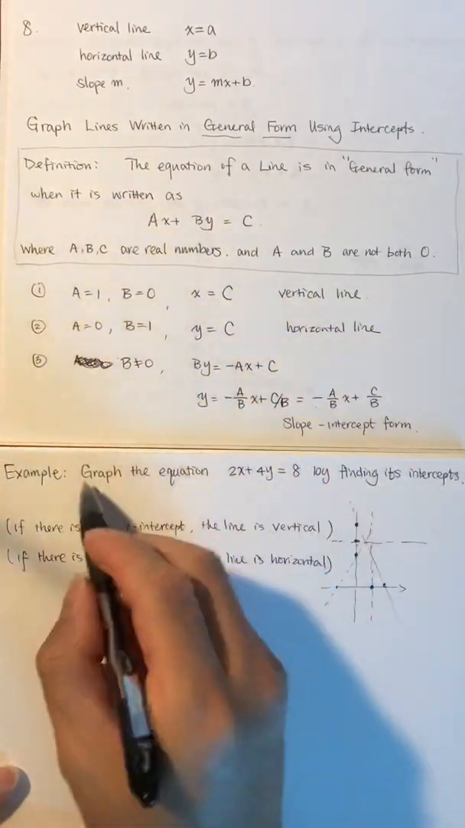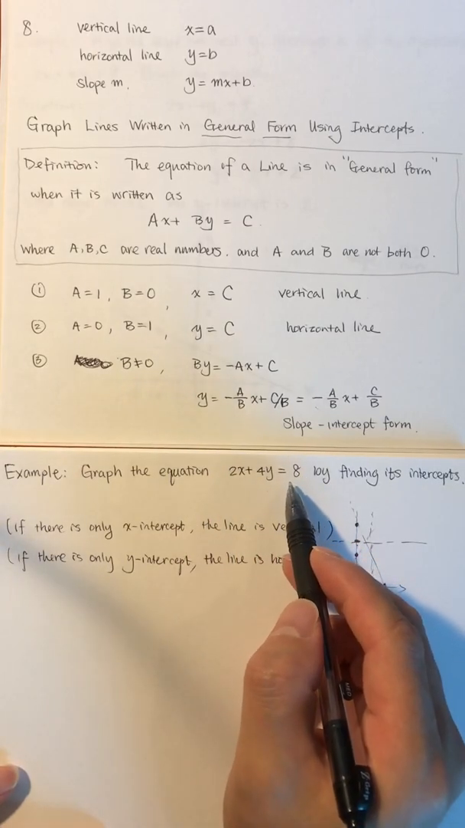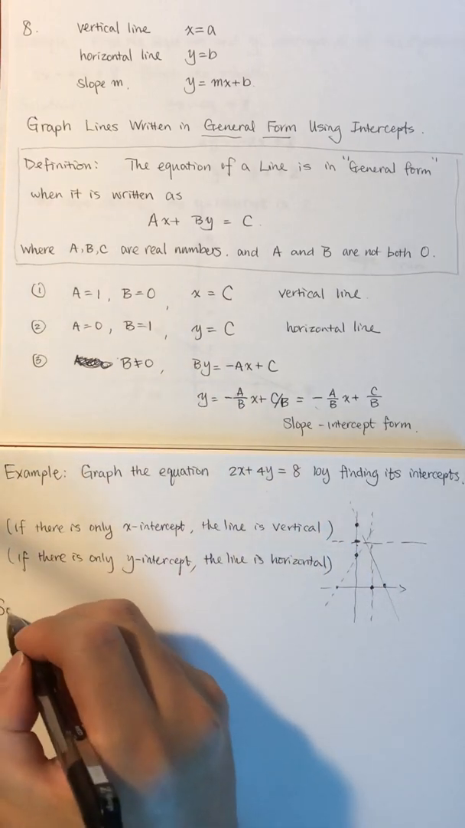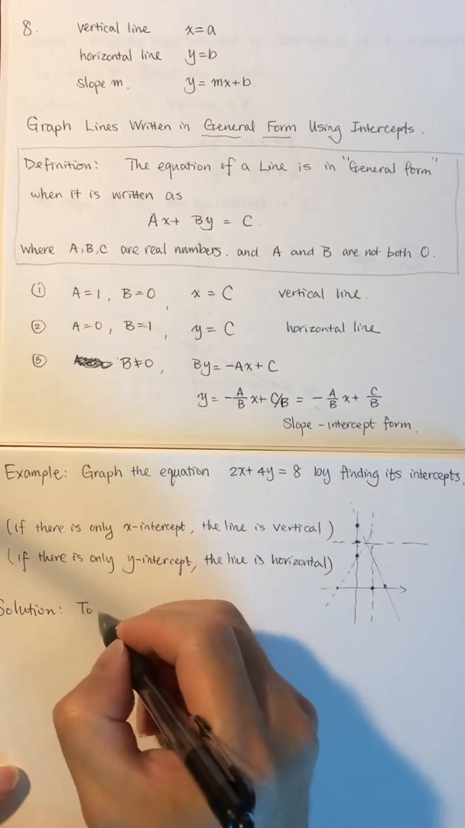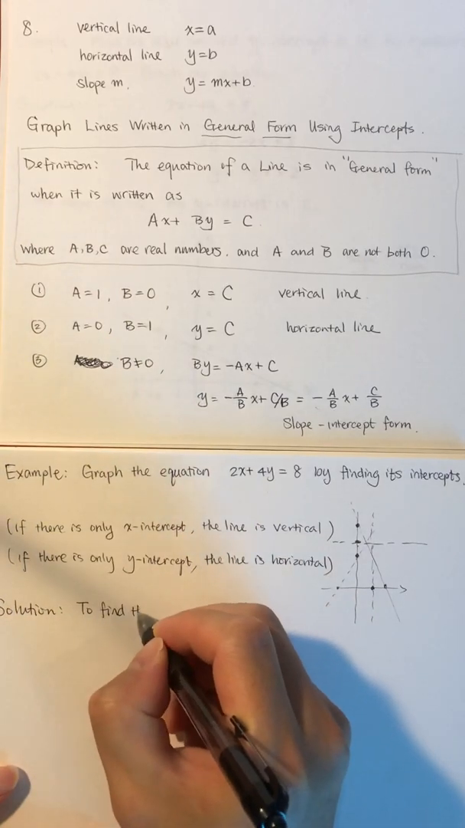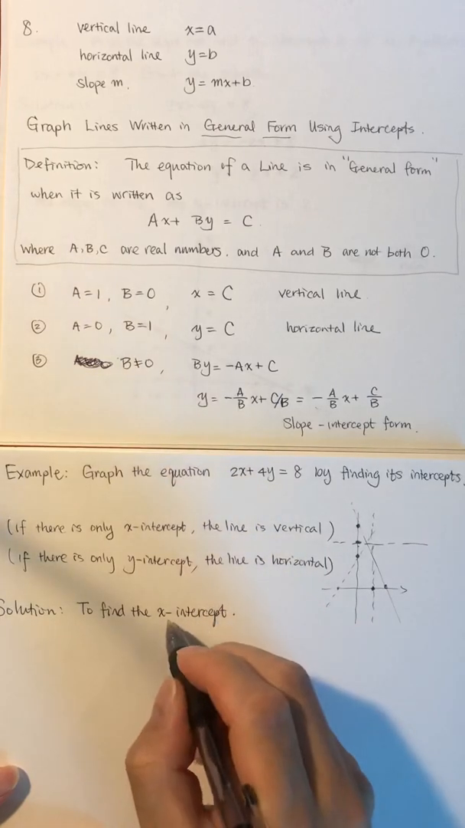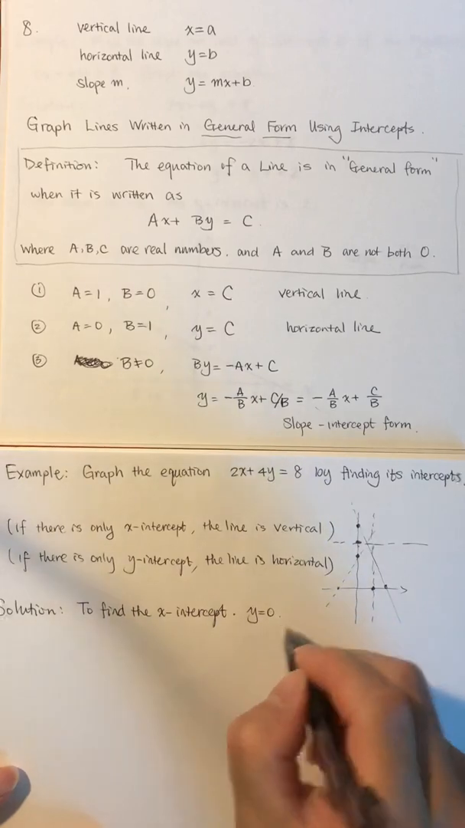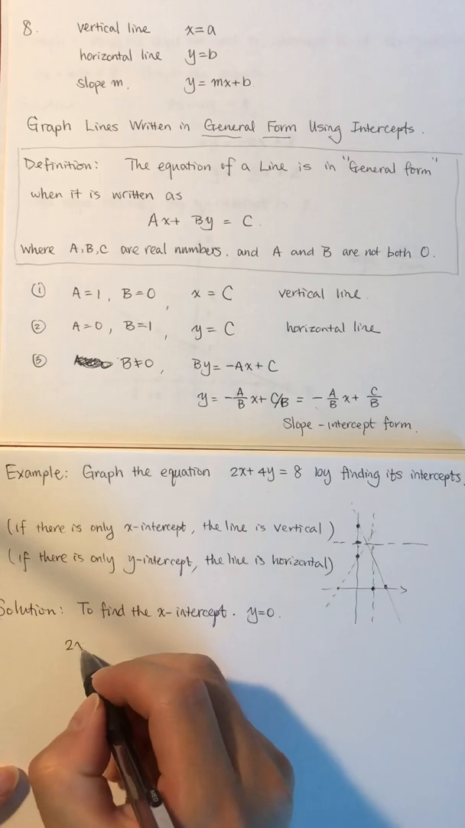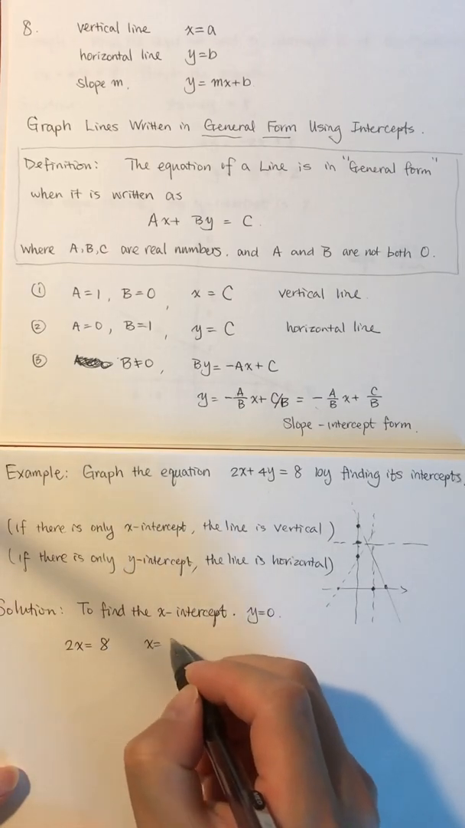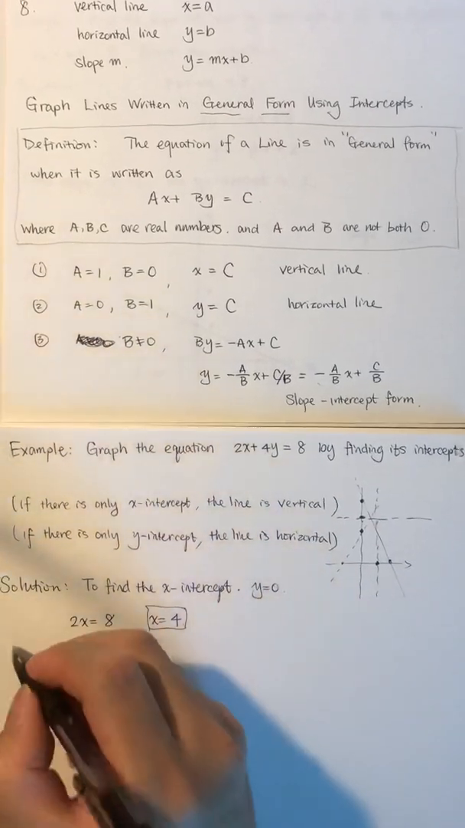Okay, so let's talk about this problem. We have the general form equation 2x plus 4y is equal to 8. To find the x-intercept, y is 0. You let y be 0. You get 2x equal to 8, then x is equal to 4. So the x-intercept is x equal to 4.